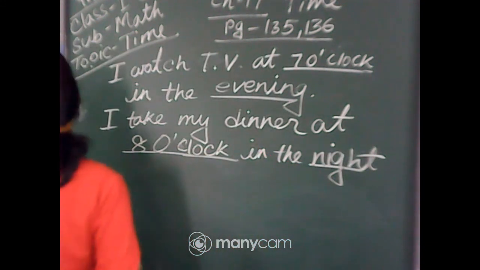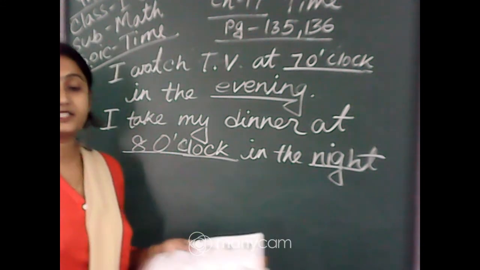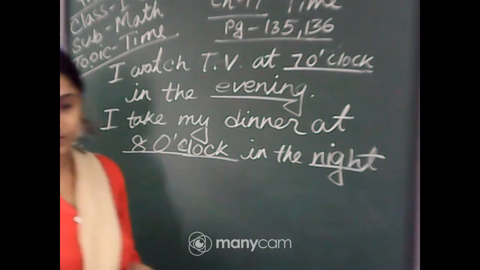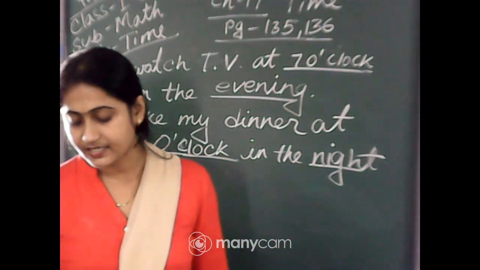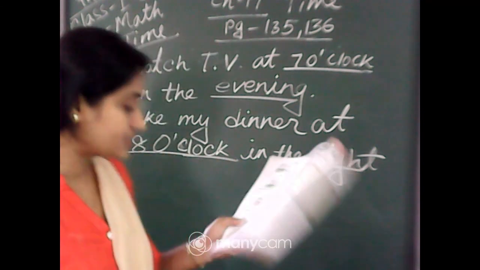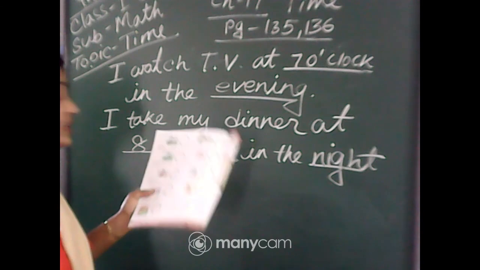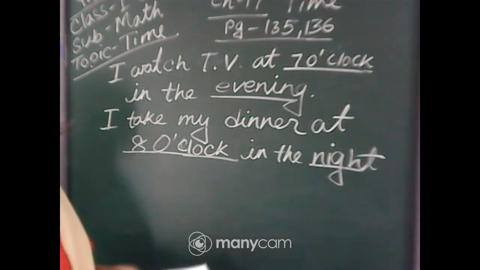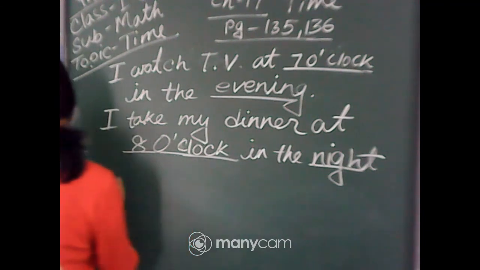And the next one, I go to bed at 9 o'clock. We generally go to bed at night. The preposition should be "at." I go to bed at 9 o'clock at night, but here it is "in the," so no need for this correction. I just write: I go to bed at 9 o'clock in the night. It should be night.